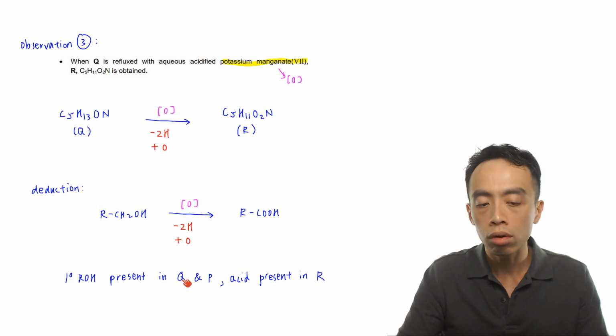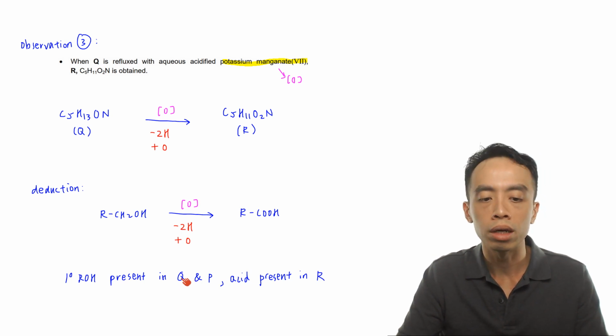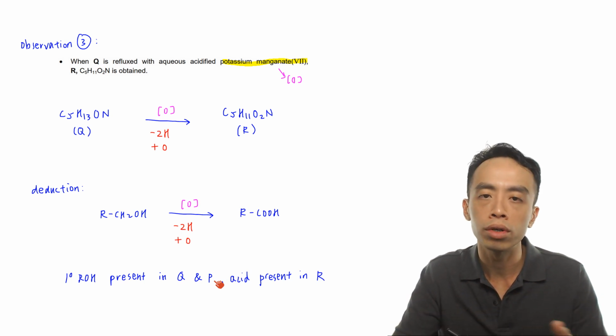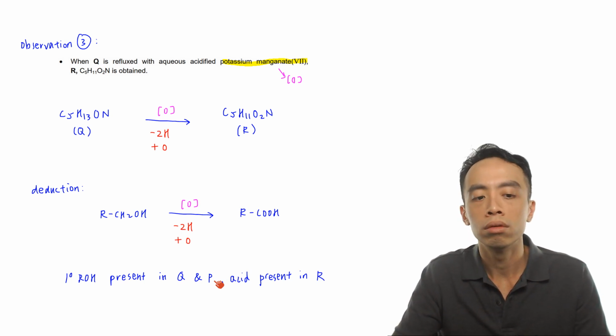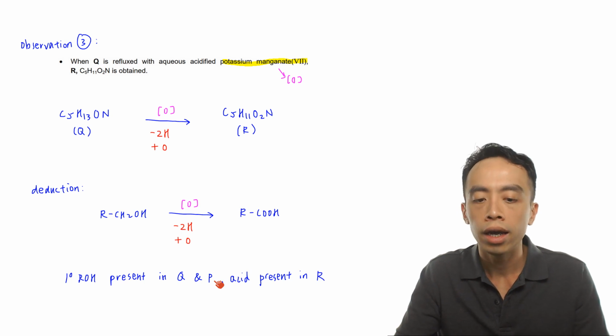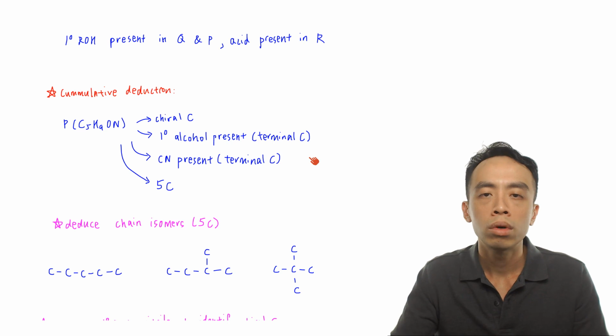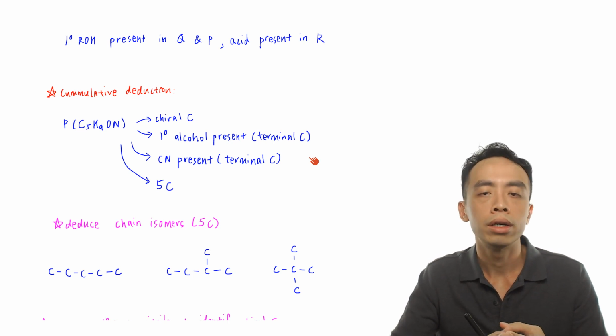So if a primary alcohol is present in Q, it must also mean that a primary alcohol is also present in P, because conversion from P to Q is just a reduction, and the primary alcohol is not affected. And an acid functional group is present in compound R. Now what we can do is we can again add on to the deductions that we have so far.